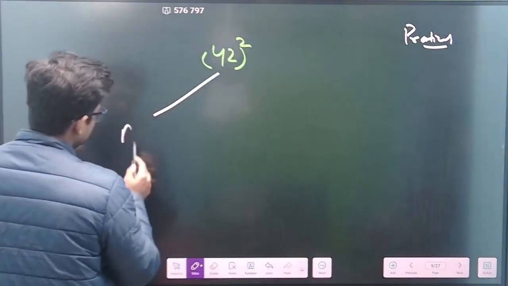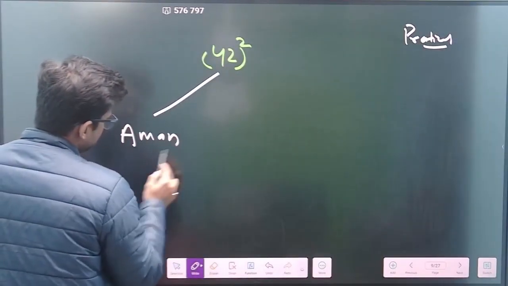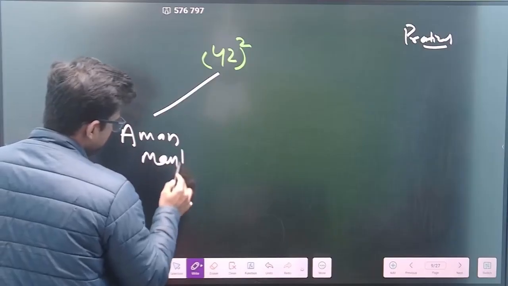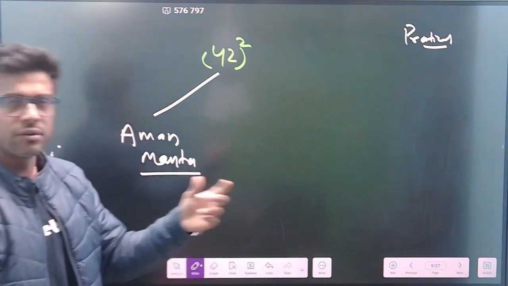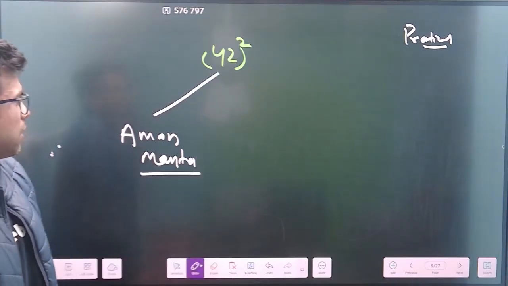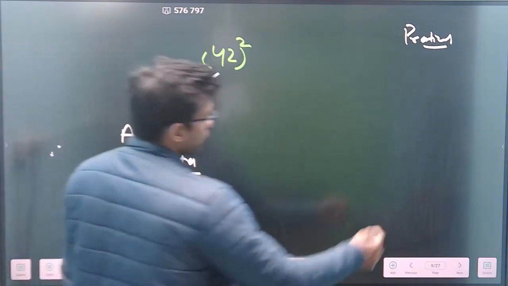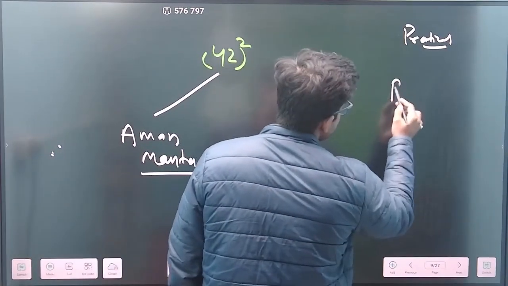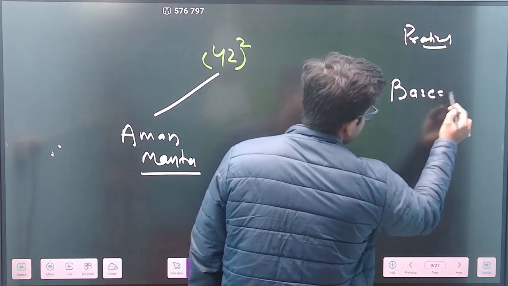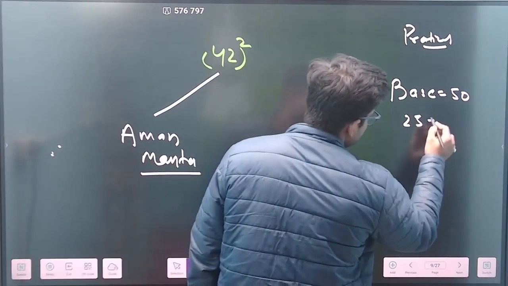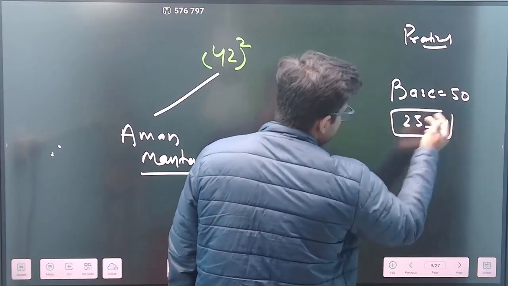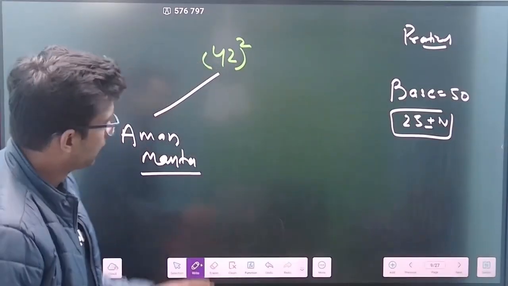You can note it down. This is called Aman Mantra. These are practical processes where you can see the number and then find its square. First of all, for this my base is 50. And what I need to do is 25 plus minus n. If you don't understand what 25 plus minus n is, wait and see.